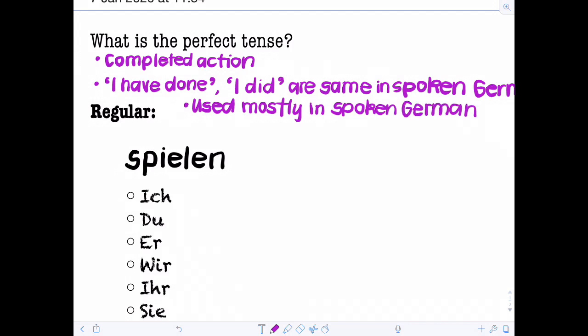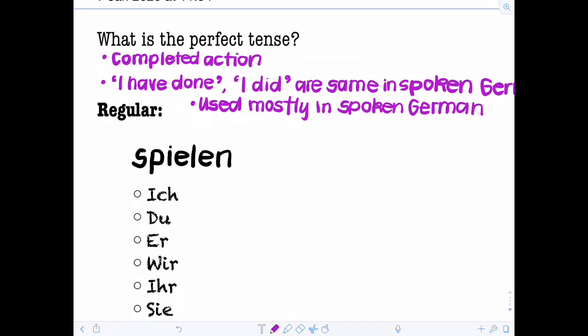Start with spielen, which means to play, and it's regular. So, to make a past participle, you take away the en, you add a g at the front, and add a t at the end. So spielen becomes gespielt, which now means played.